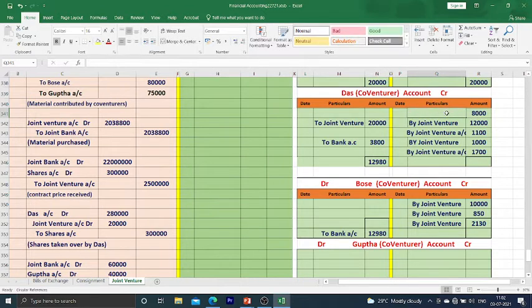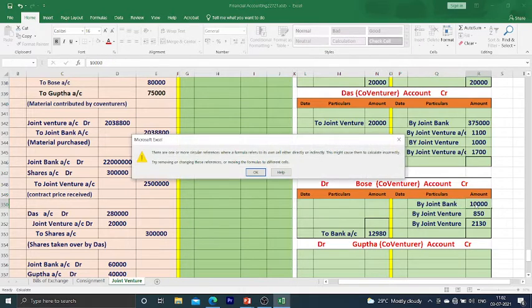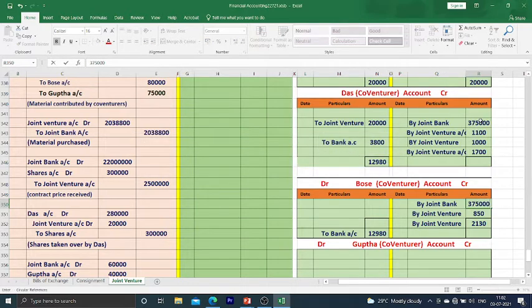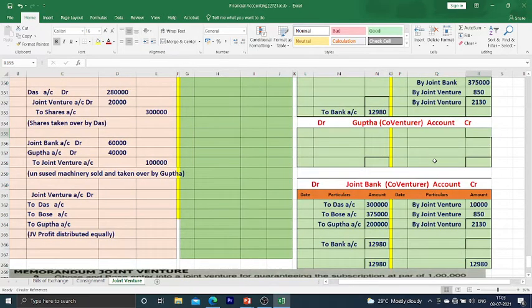By joint bank, 3,75,000 in the account of Bose, by joint bank. This amount is 3 lakhs, by joint bank account. Right, first entry is over.